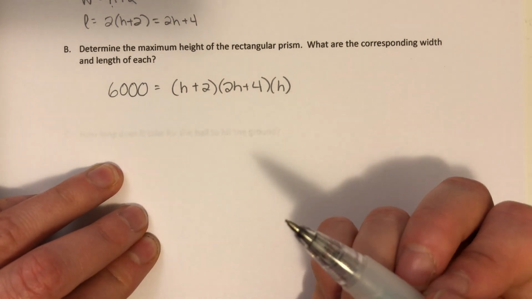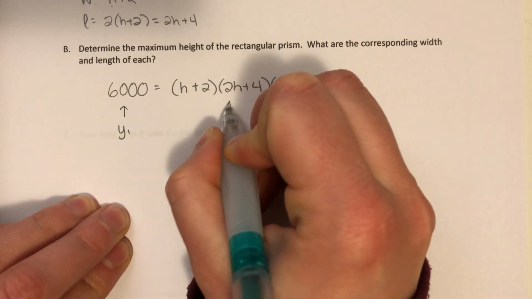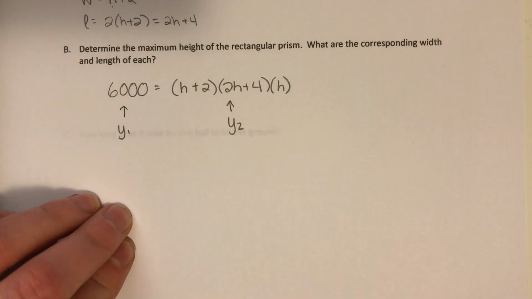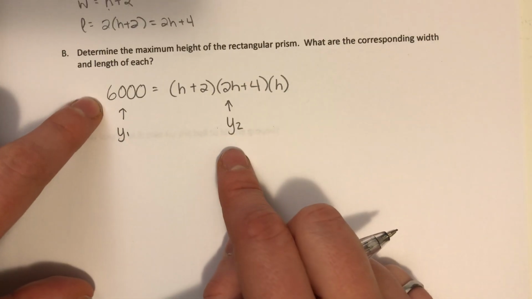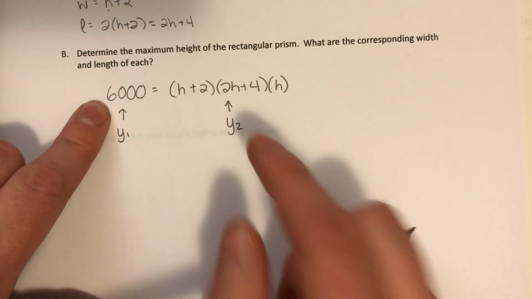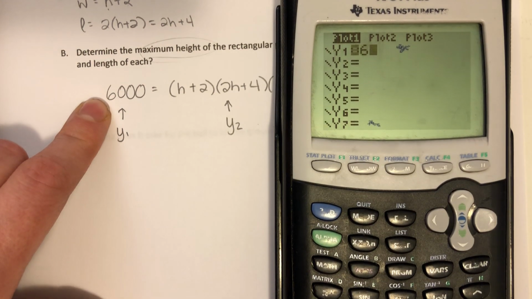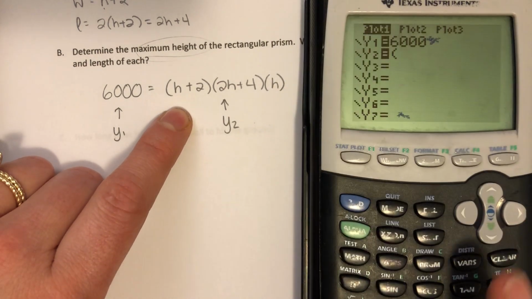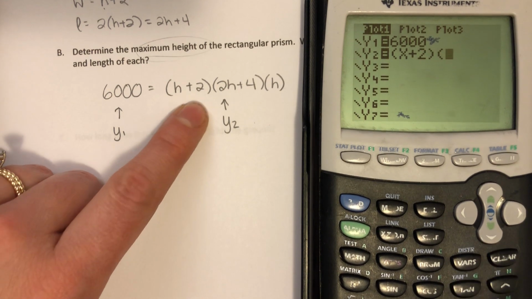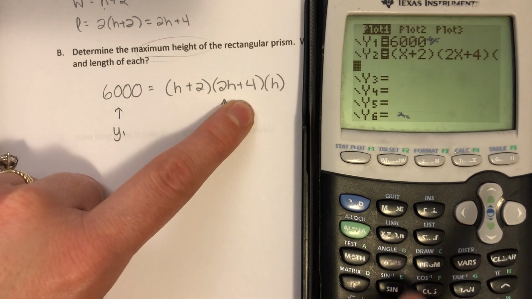my V with 6,000, then what I have now is I can graph this as y1 and this as y2, or vice versa, and actually figure out what height value is going to make this true, what value for h is going to make this true, which is that height that it's looking for in the question. So I'm going to graph y1 as 6,000. I'm going to graph y2 as x plus 2. I'm going to use x's instead of h's because they're just the easiest button to push, plus 4, and then x.